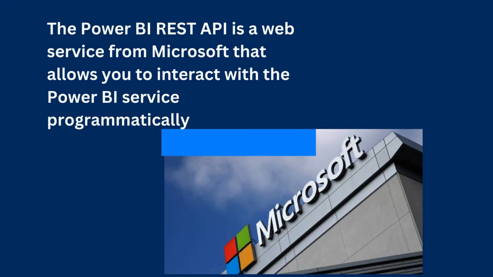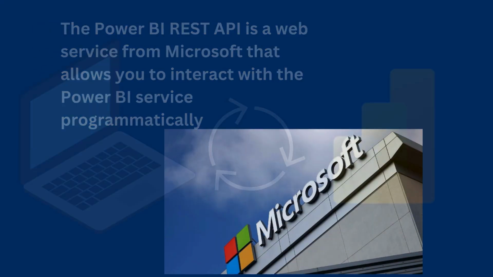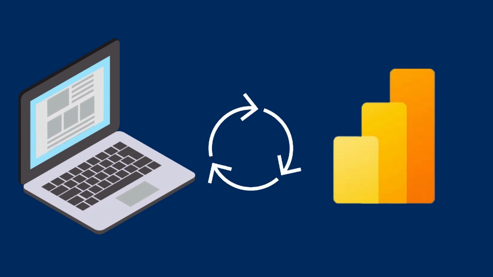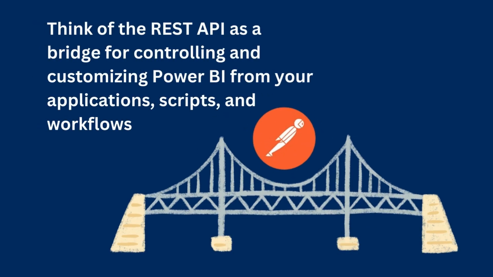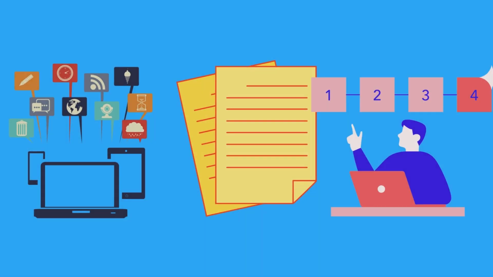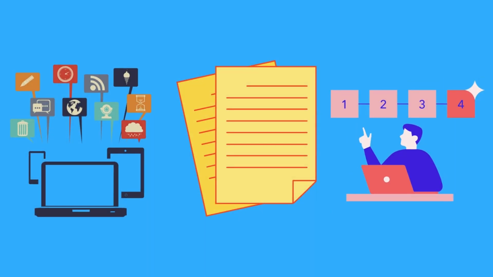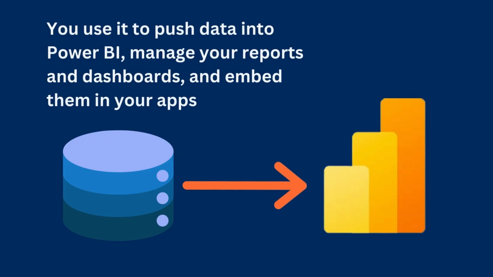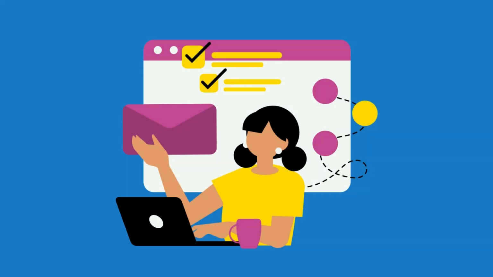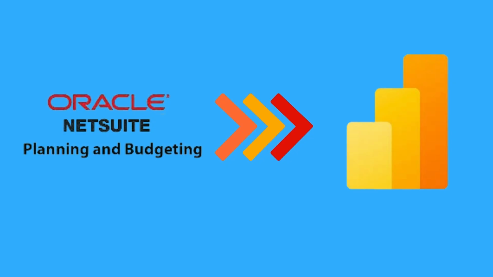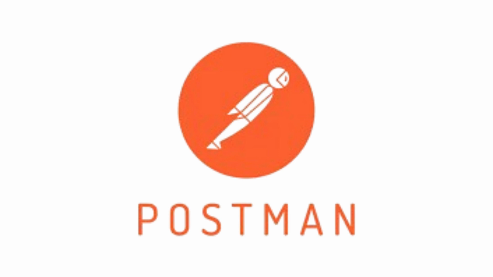The Power BI REST API is a web service from Microsoft that allows you to interact with the Power BI service programmatically. Think of the REST API as a bridge for controlling and customizing Power BI from your applications, scripts, and workflows. You use it to push data into Power BI, manage your reports and dashboards, and embed them in your apps. To integrate NSPB with Power BI, we have used the Postman REST client as an intermediate tool.